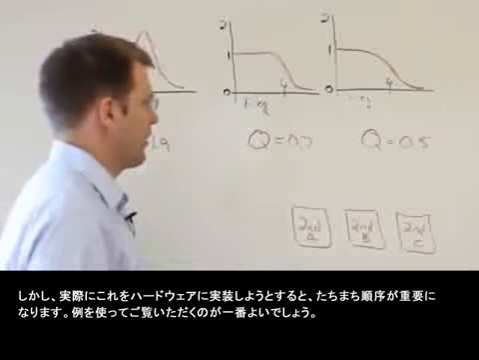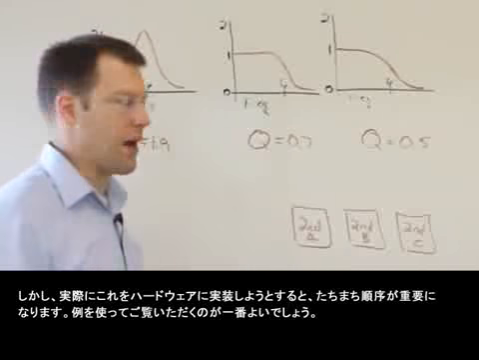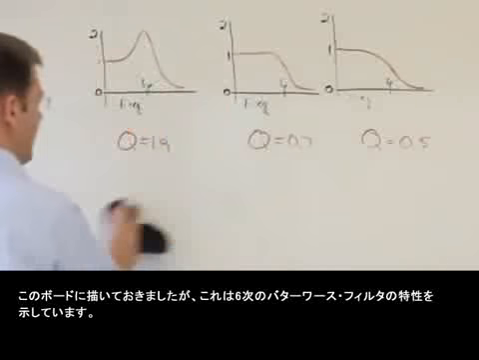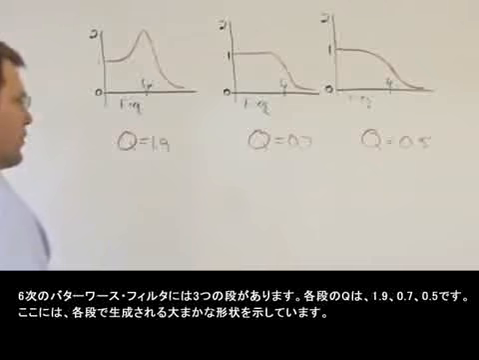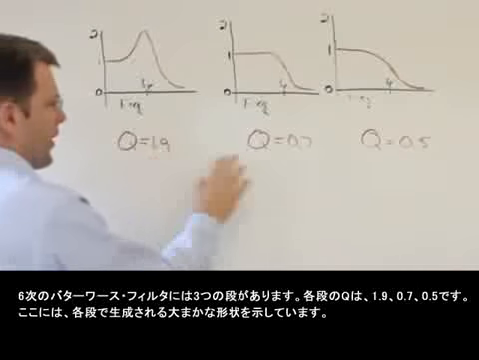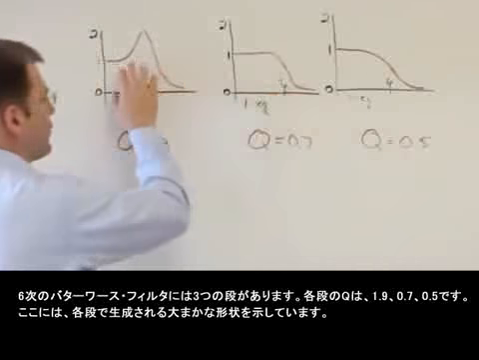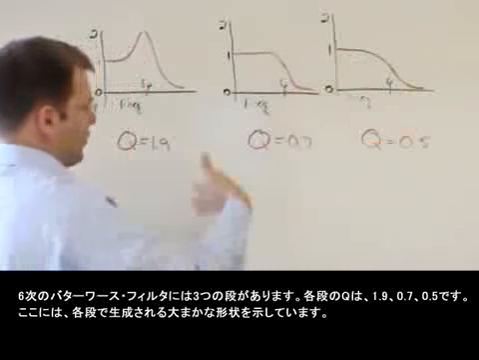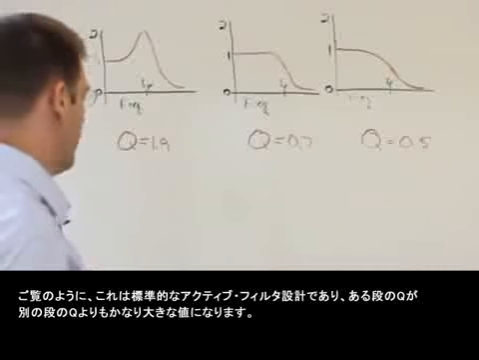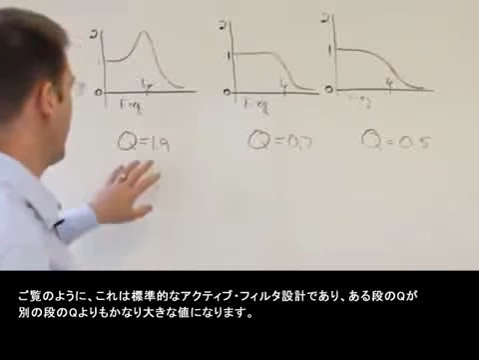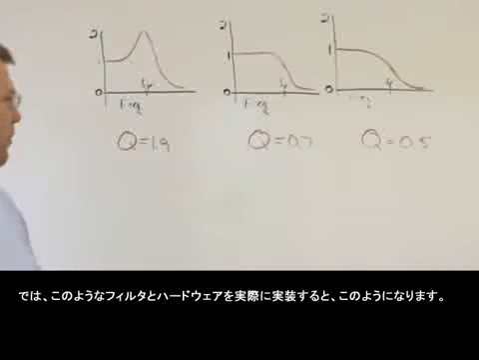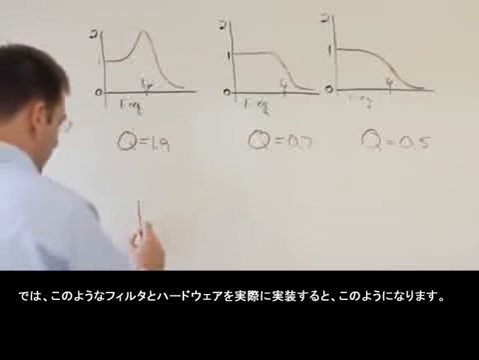I think the best way to show that is to just use an example. I've drawn up here on a board the characteristics of a sixth order Butterworth filter. A sixth order Butterworth filter has 3 stages. The stages have a Q of 1.9, 0.7, and 0.5. And here are the shapes that each of these stages roughly would generate. You can see, and this is typical of active filter design, that one stage has a considerably higher Q than another stage. So let's say we were to implement this filter in hardware just the way it's shown.